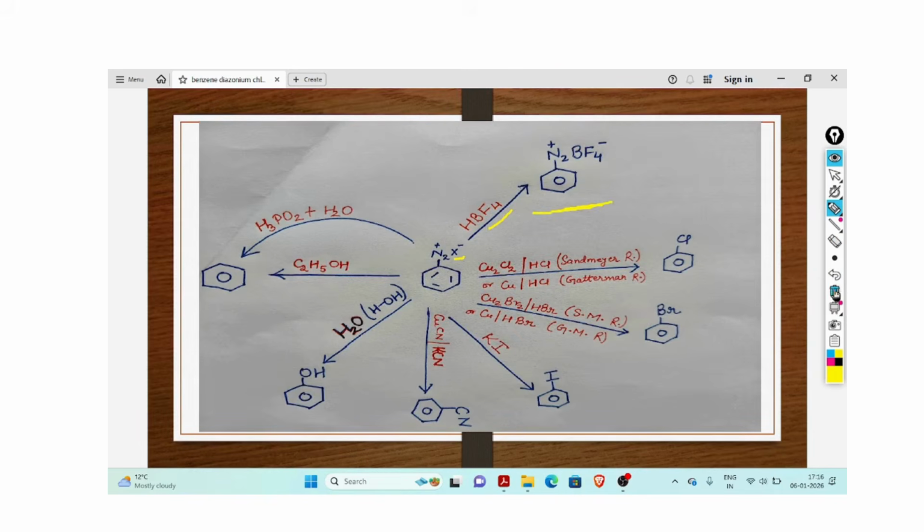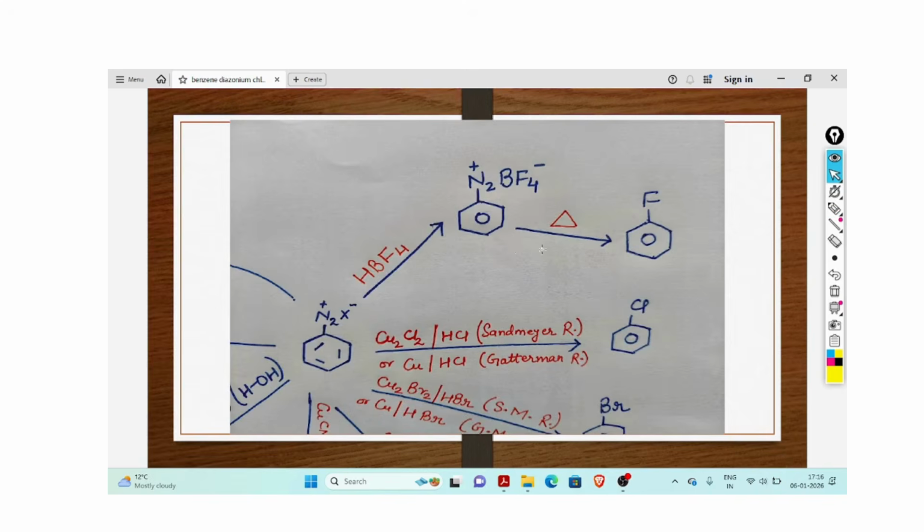I will show you two reactions of this benzene diazonium fluoroborate. See, this is our benzene diazonium fluoroborate. When we heat this molecule, there is no other reactant. So what we will do? See the latter part of your molecule. This is only F. So you will remove this whole part, and your product is having only F on the benzene. So this is fluorobenzene.